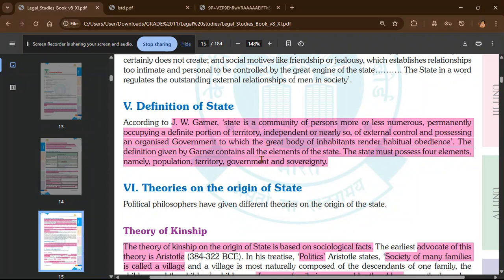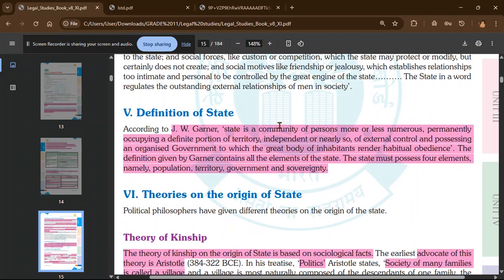Okay, so permanently occupying a definite proportion of territory, independent or nearly so, of external control, and possessing an organized government to which the great body of individuals render habitual obedience. Okay, let me explain. I'm sure you would have gotten it, but let me explain. See, state is a community or person, right? When people come together and they form a society, only then can you get a state out of it.